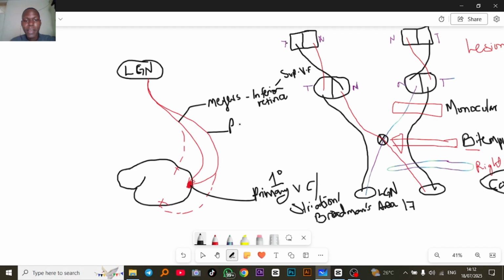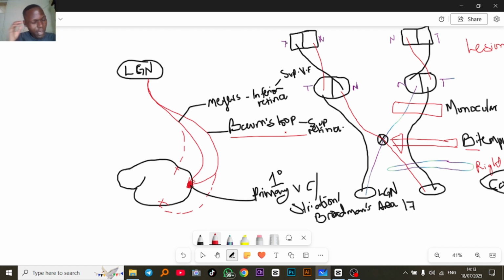Then we say we have the Baum's loop, which carries information from the superior retina. And saying superior retina is the same as saying inferior visual field. So, if we have a lesion in the Baum's loop, what do we expect to have? We expect to have loss of vision from the superior retina. You get it? Whatever is seen by the superior retina will be lost. Meaning, if we don't have vision in the superior retina, that would mean that we can't see anything in the inferior visual field. So, how would we call that?